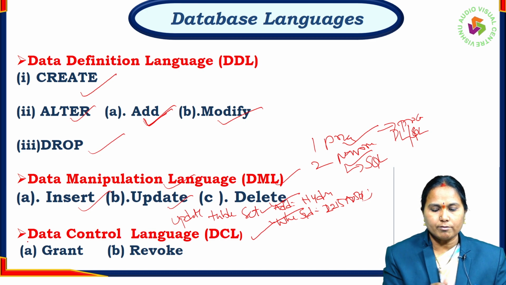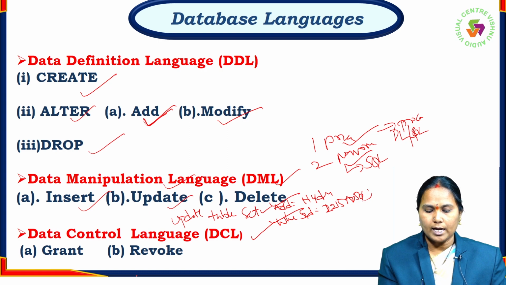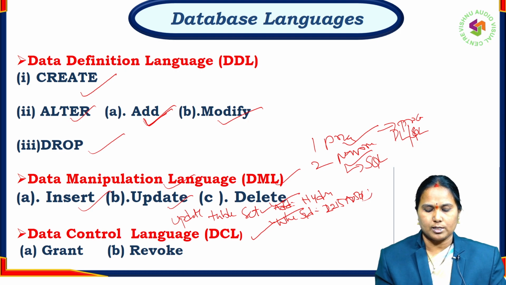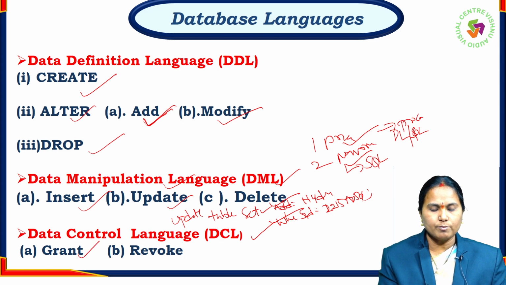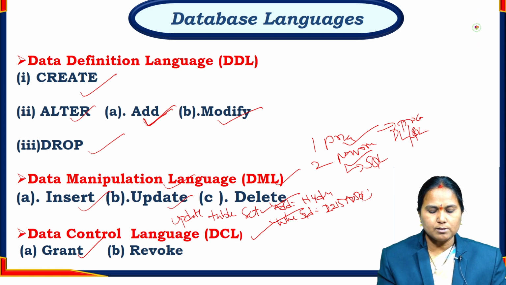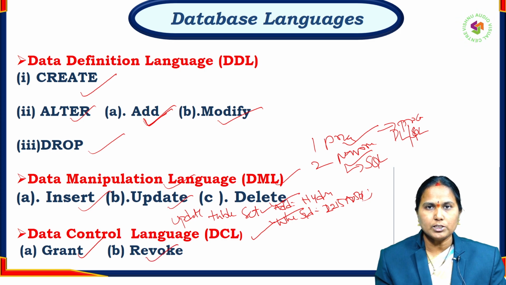Coming to the third language, data control language. What is the purpose of data control language? By using data control language, we can grant permissions from one user to another user. So what is the purpose of data control language commands? If you want to work in a collective environment, you want to grant permissions from your user to another user. In such a case, we can use data control language commands.